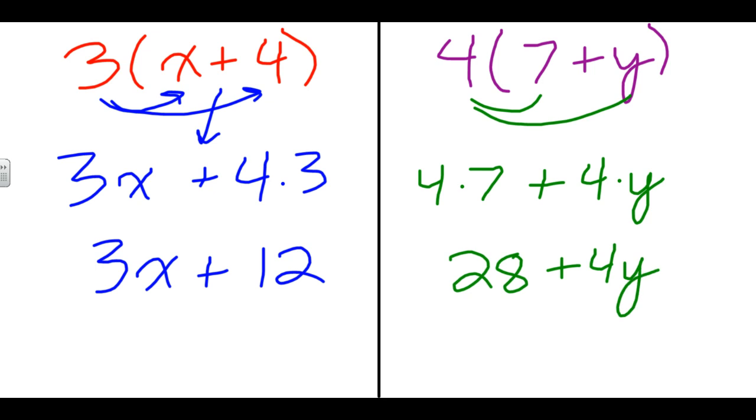Notice in both of these, the number outside the parentheses, the 3 and the 4, is multiplied by everything inside the parentheses, by each term in that expression, and we keep whatever operation is going on between them. So 3x plus 12 and 28 plus 4y.